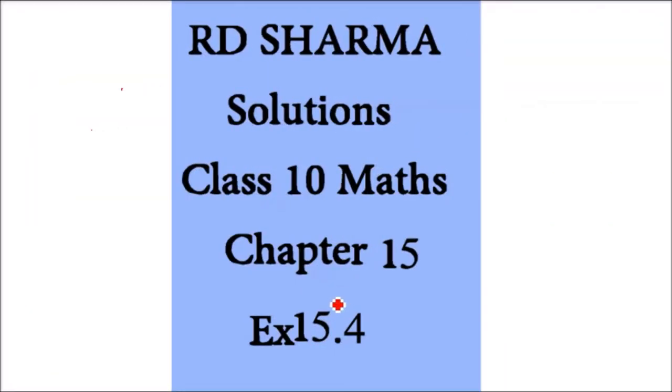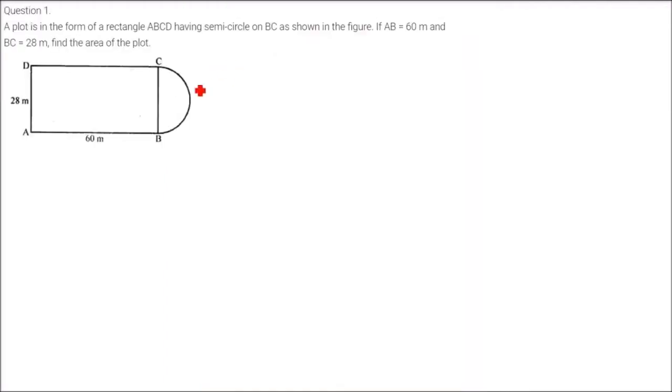We are taking R.D. Sharma Solutions, Class 10 Maths, Chapter 15, Exercise 15.4. A plot is in the form of rectangle ABCD. So this is a rectangle having a semicircle on BC. So on this BC we have a semicircle as shown in the figure.